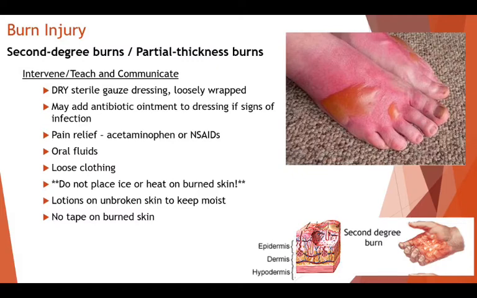If there are openings or a risk of infection, if the blister pops, you can add antibiotic ointment to your dressing to prevent any infection. Keep it clean, and keep it dry, and keep the dressing on it dry, and change it as it gets wet. Again, all the other first degree care is the same. Pain relief, oral fluids, loose clothing, no ice, no heat, no tape, and you can use lotions on the unbroken portion of the skin.